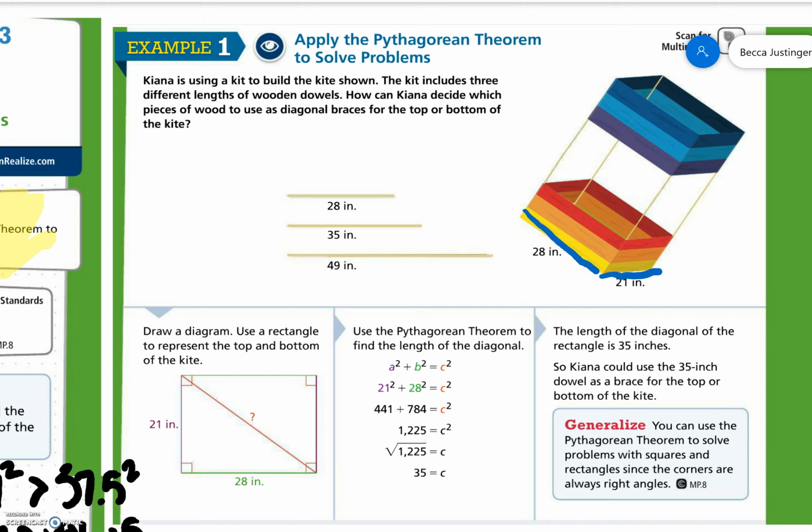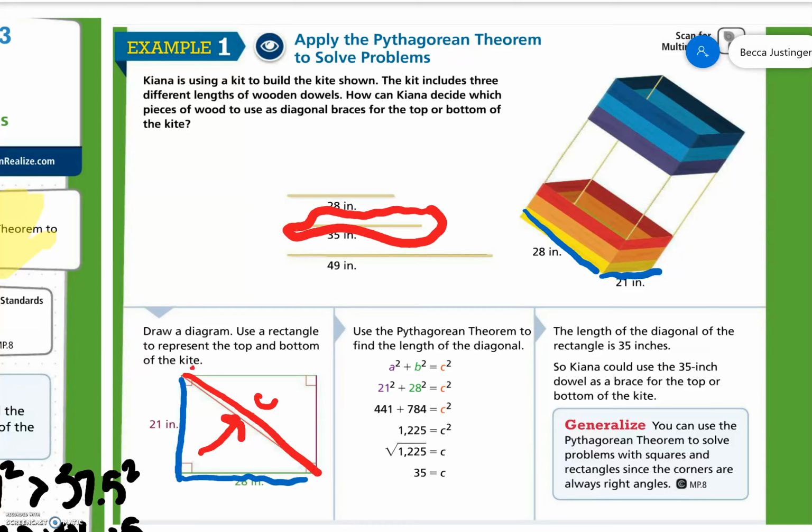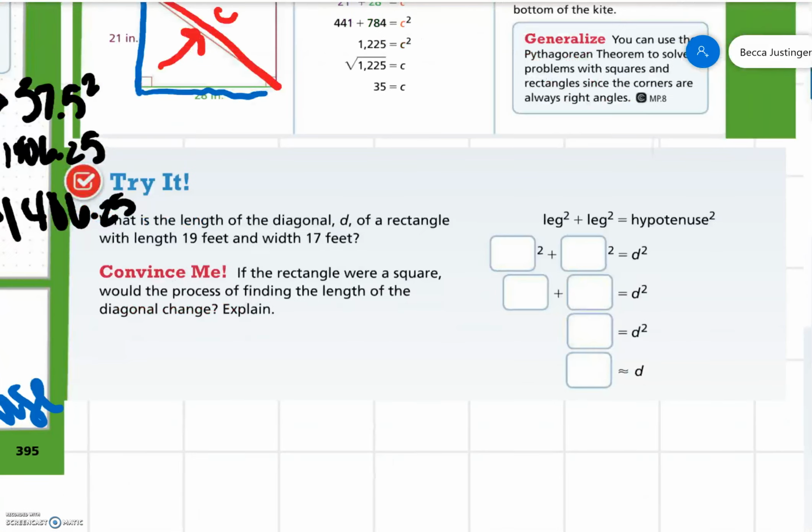So they redrew a 28 by 21 rectangle at the bottom. And we want to use the kite piece as a diagonal. Well, that's the missing space, and that's across from the right angle, so we know that to be C. We write the formula, plug in the known values, substitute, do the exponents, add, and take the square root. So we must use the 35-inch long one. The length of the diagonal of these rectangles is 35 inches, so Kiana could use the 35-inch dowel as a brace for the top or the bottom of the kite.